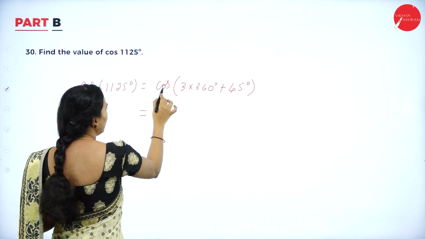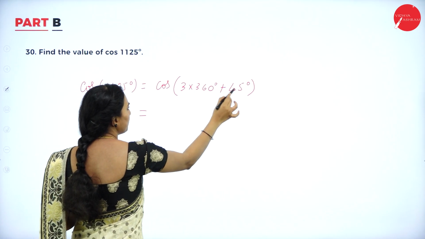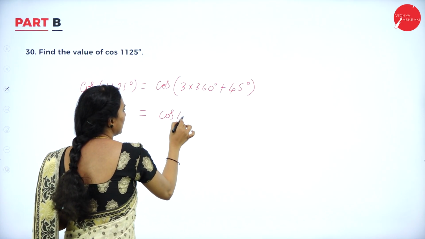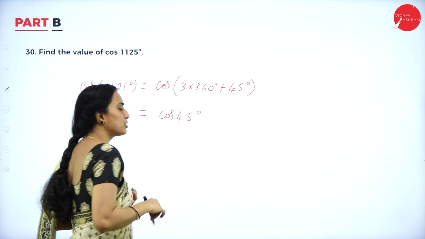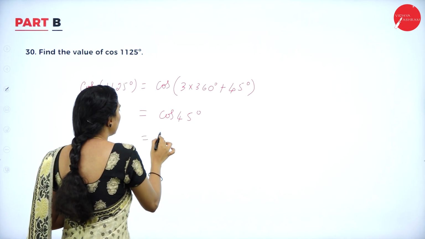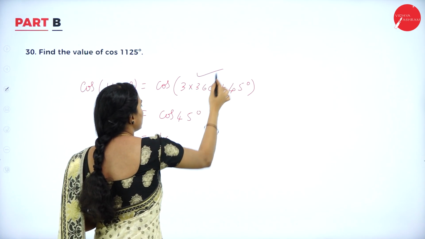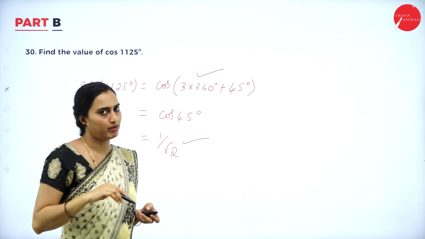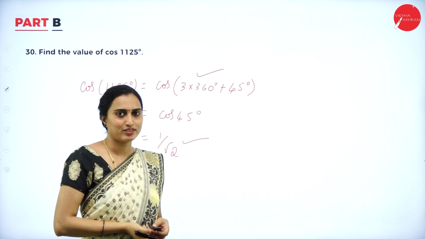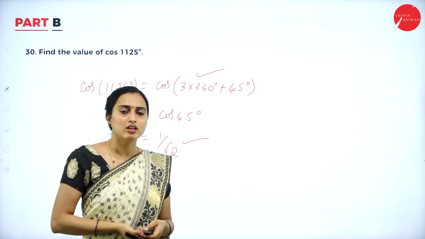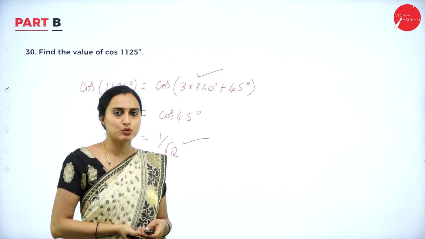So cos of n into 360 plus theta is cos theta, which is in the first quadrant. Cos 45 degree is nothing but 1 by root 2. So writing this and this one gives you 2 marks. That's it. I hope you understood this one. Now, we'll be moving on to the next question, dear.